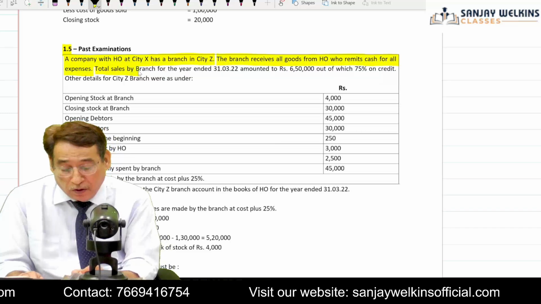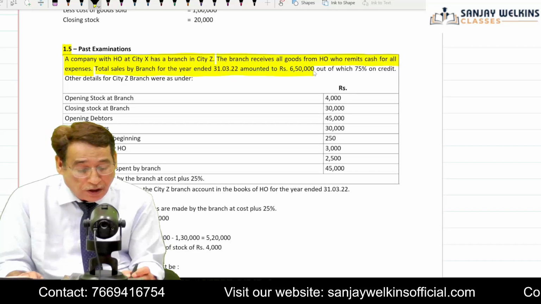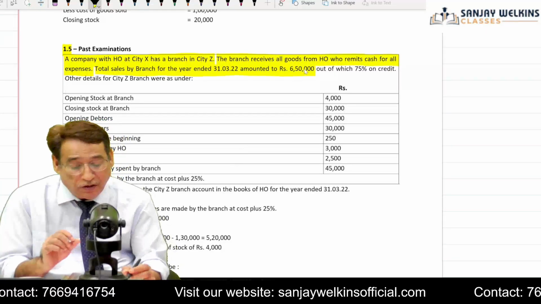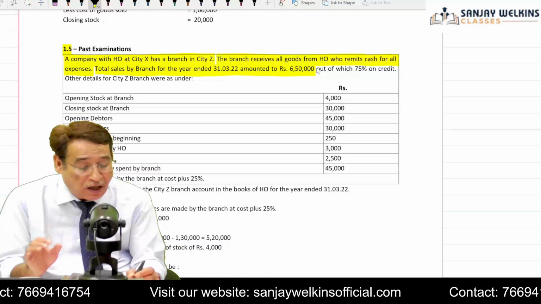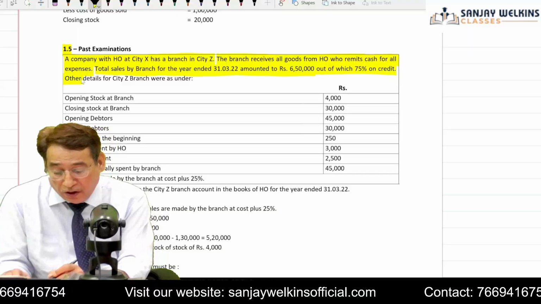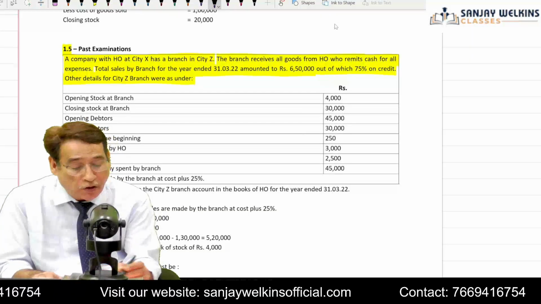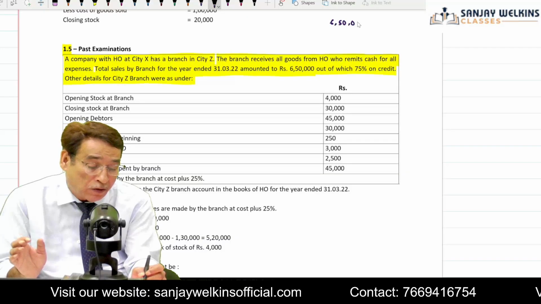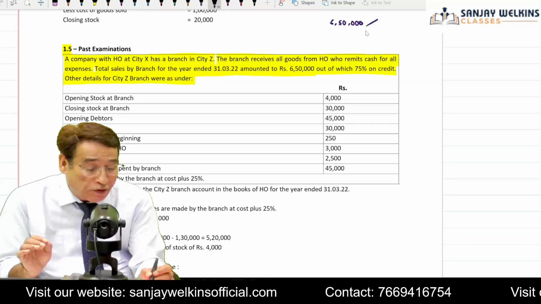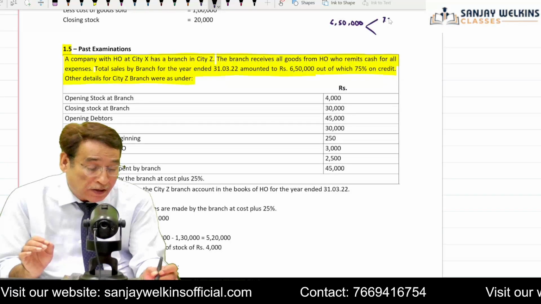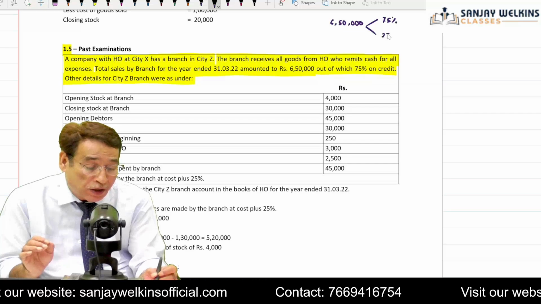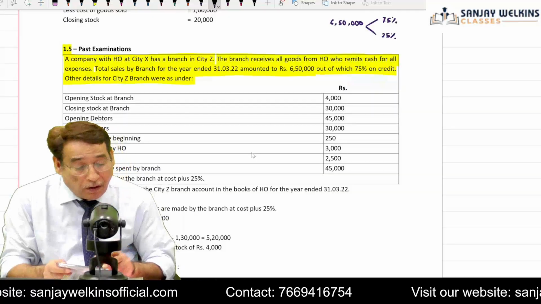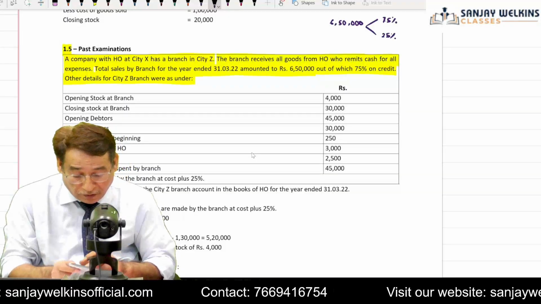Now total sales by the branch for the year amounted to 6,50,000. In this question it is given that total sales of the branch is equal to 6,50,000, and out of which 75% is on credit. Correct? And it is also given that 25% is on cash.